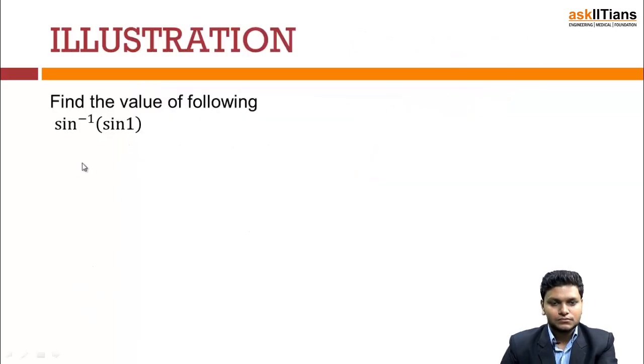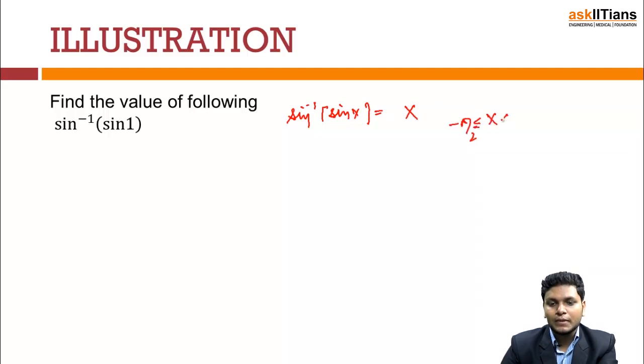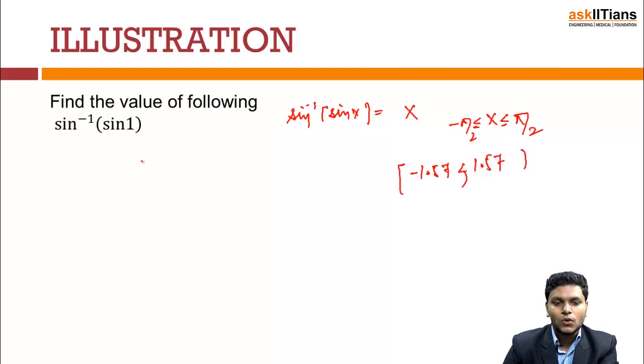Moving further, there is a question which we must do. Find the value of sine inverse of sine 1. First of all, I need to make sure that I am considering the function sine inverse of sine x. It is only defined as x when x is from -π/2 to π/2. I am pretty sure that 1 lies between -1.57 and 1.57. So the answer will come out as x, which equals 1 radian.